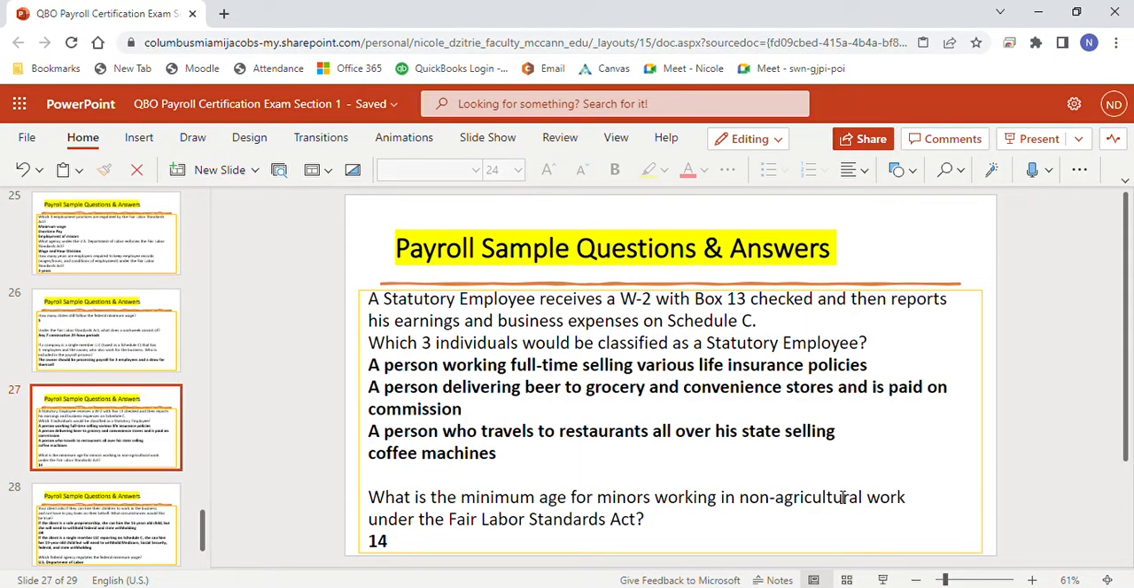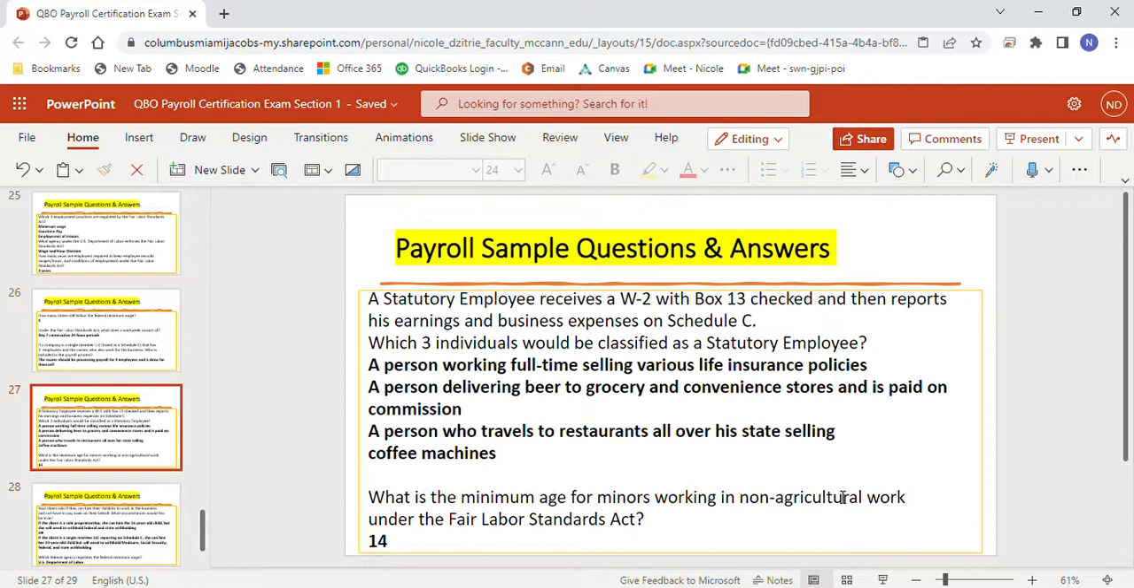A statutory employee receives a W-2 with Box 13 checked and then reports his earnings and business expenses on Schedule C. What 3 individuals would be classified as a statutory employee? It could be a person that is selling full-time various life insurance policies, a person that's, let's say, delivering beer to a grocery store and is paid on commission, or a person who travels to restaurants all over a state selling coffee machines.